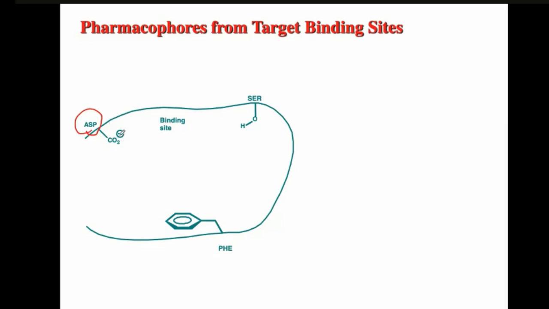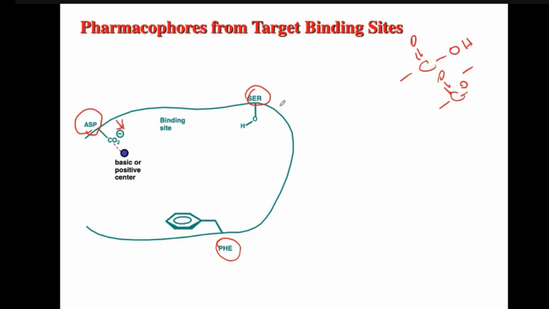Okay, if you see this negative charge, right? You should not call it aspartic acid, it should be called COO minus. COOH is different from COO minus. What is the COO minus? It should be called aspartate, not aspartic acid, right? So here we have the serine, here we have the phenylalanine, right? These are the three binding regions of the binding site.